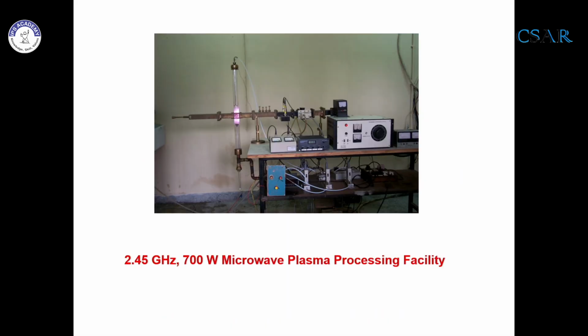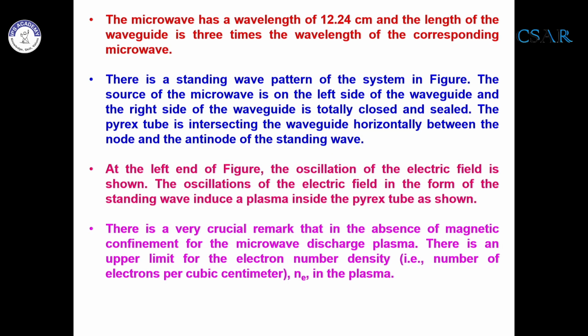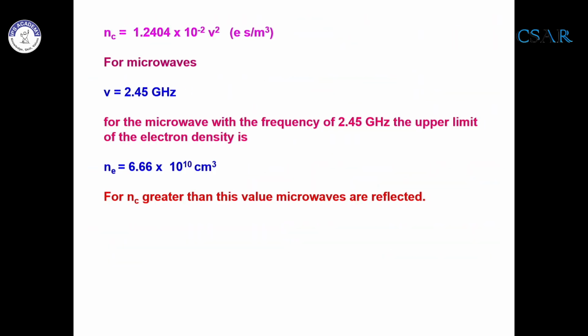This is the first microwave plasma system that I made, probably in 1990 or 1991, because there were no microwave components available and BRC was under a banned list, so we could not get anything. This was made from a kitchen microwave magnetron with a power of 700 watt. We did some work using this, but then we realized that it can generate plasma only of the order of 10 to the 10 per centimeter cube.